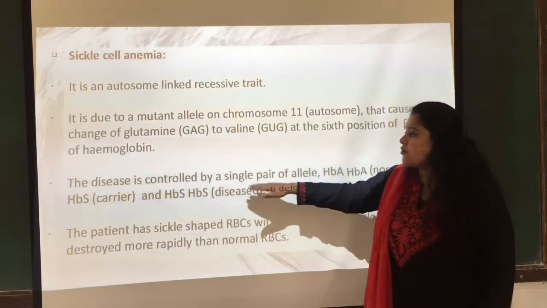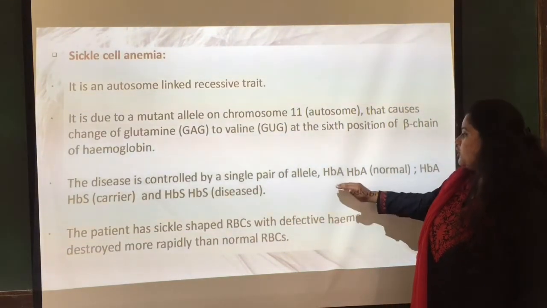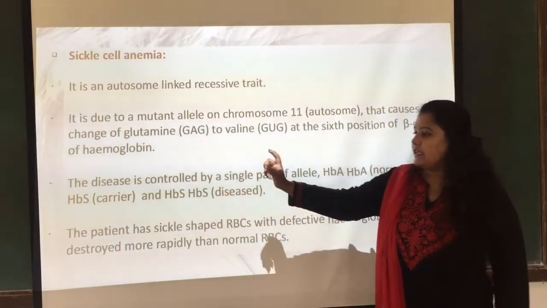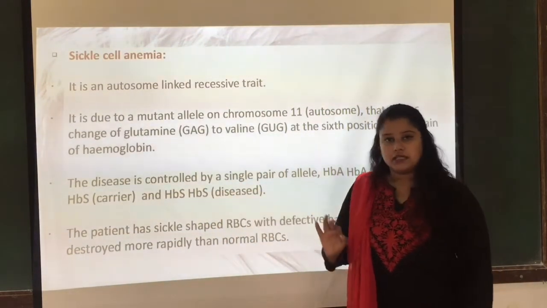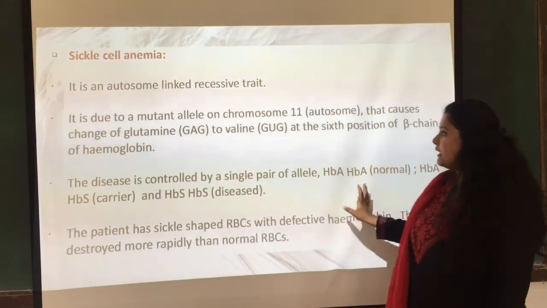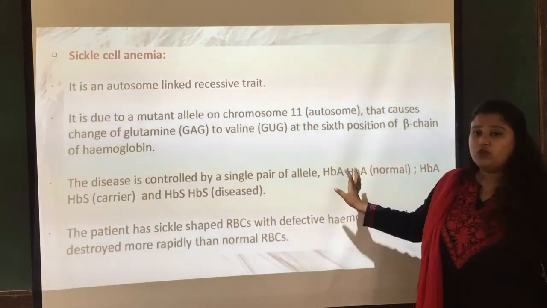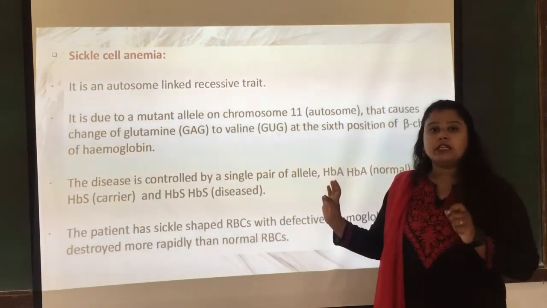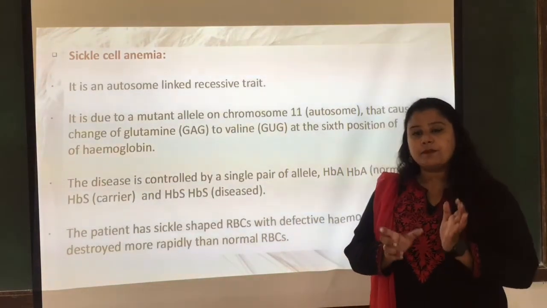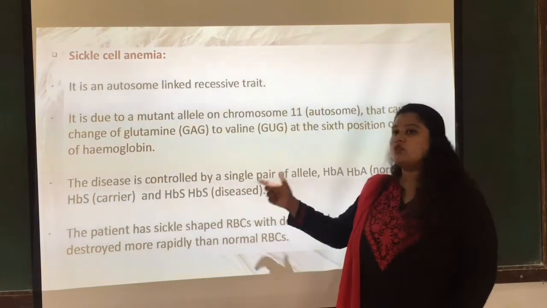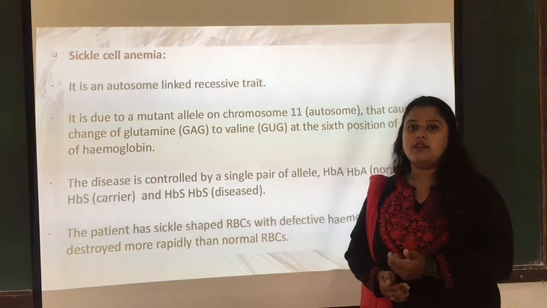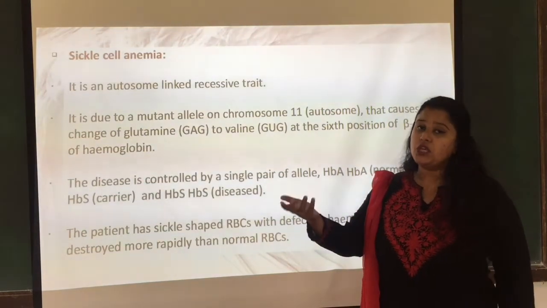The disease is controlled by a single pair of alleles: HbA, that is normal, HbAS, that is carrier, and HbS, that is disease, right? Now HbA will be the normal person, which contains the normal chain of the beta chain of the hemoglobin. In the carrier, half is the normal one and half is the diseased one. For this reason, they are said to be carriers, that they can transmit from one generation to the next generation.